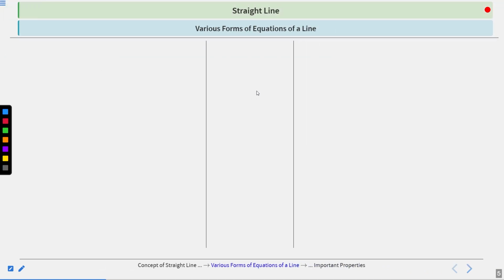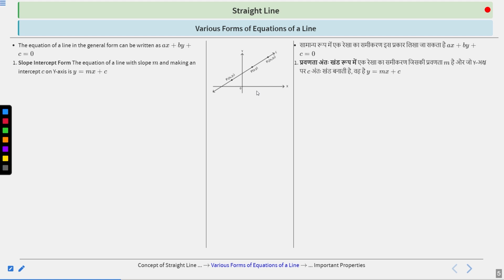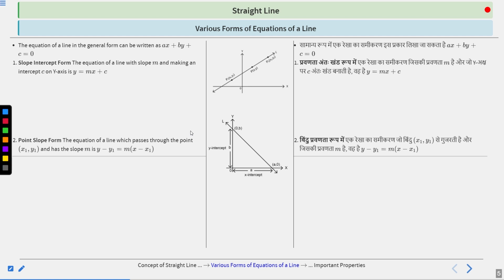Now, various forms of equations of a line. The equation of a line in general form can be written as ax plus by plus c is equal to 0, right? Clear? Now let's discuss the slope intercept form. We are given a straight line, you can see in the diagram. The equation of a line with slope m making an intercept c on the y-axis can be written as y is equal to mx plus c, right? Got it?